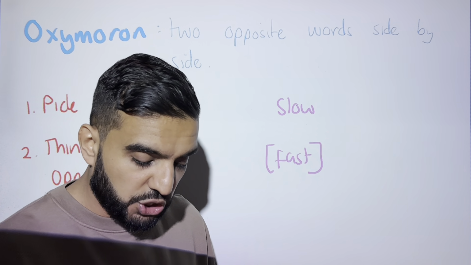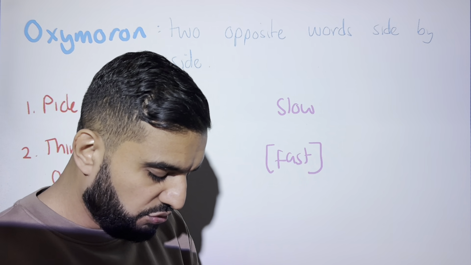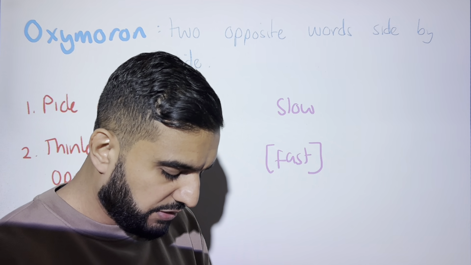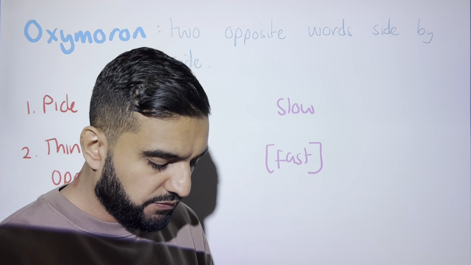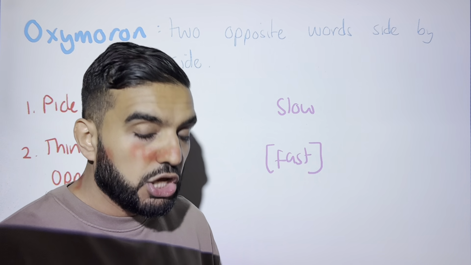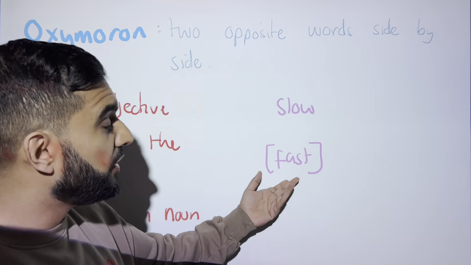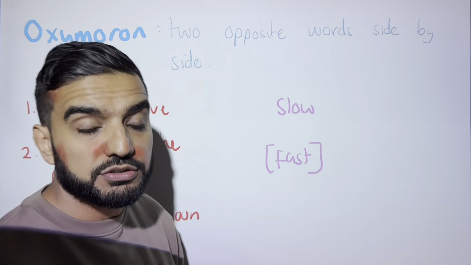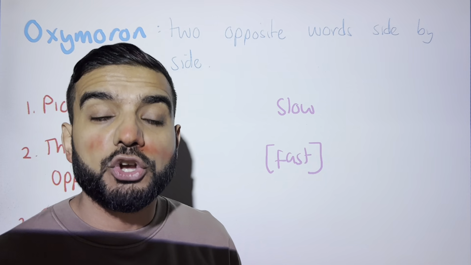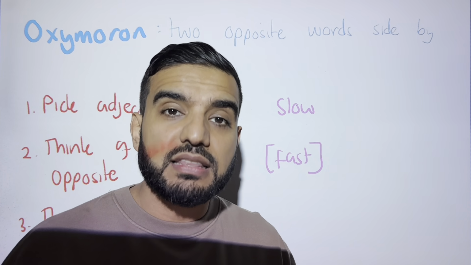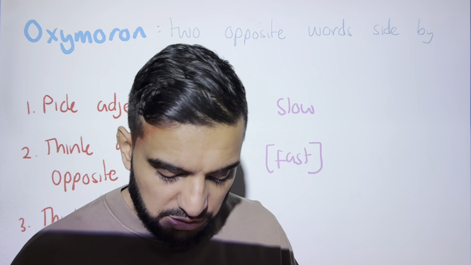Then what I would like you to do, guys, is to think of a noun. I want you all to think of a noun that is fast. I want you all to think of the name of something that is fast. So for example, I'll use the popular one.